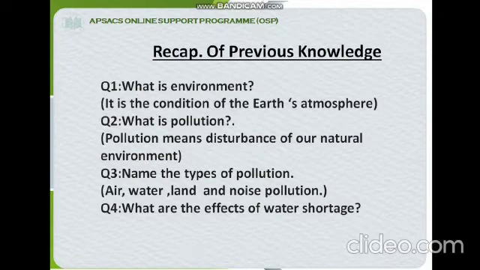Okay, my dear students, now I am going to ask a few questions. Let me know, what is environment? Excellent. It is the condition of the Earth's atmosphere. Who is going to tell me what is pollution? Very well. Pollution means disturbance of our natural environment. Okay, name the types of pollution. Good. Air pollution, water pollution, land pollution and noise pollution.